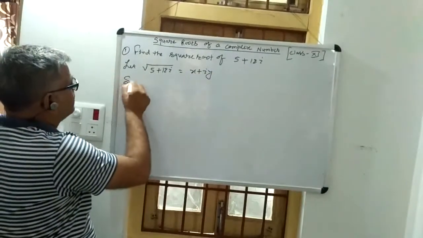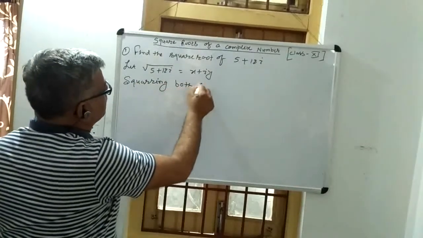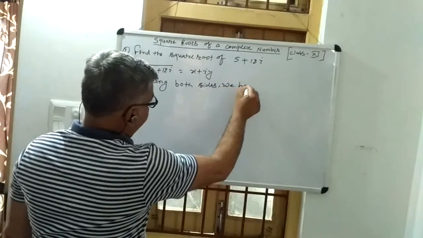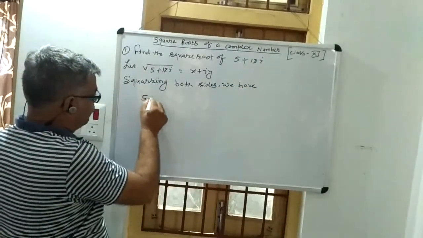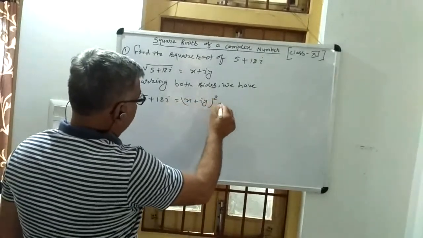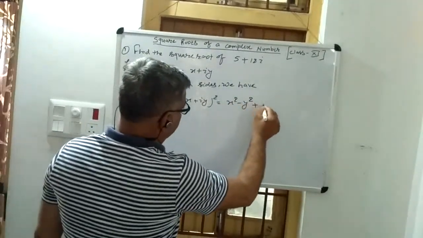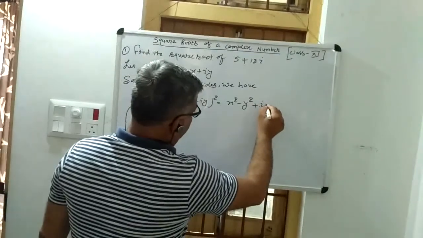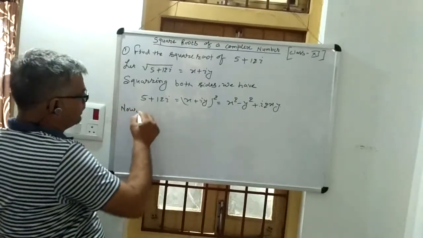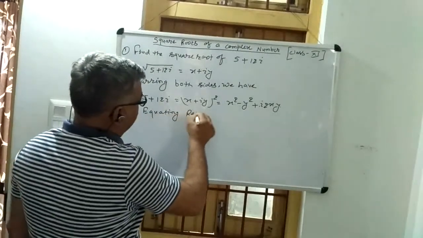Now we are squaring both sides. Now squaring both sides, we have 5 plus 12i equals (x plus iy) whole square, that is equal to x square minus y square plus i 2xy. Now equating real and imaginary parts.